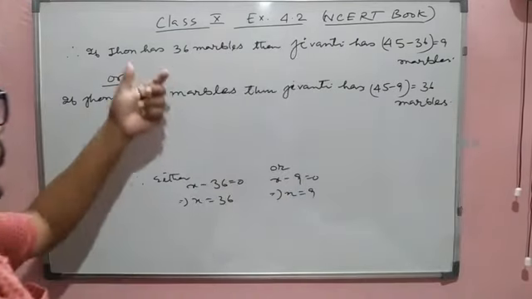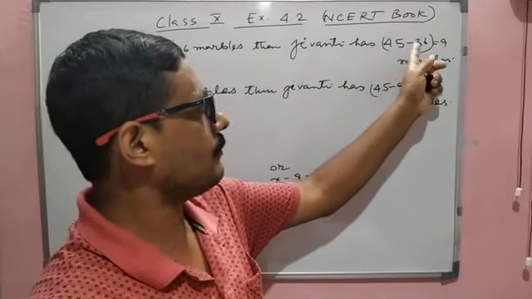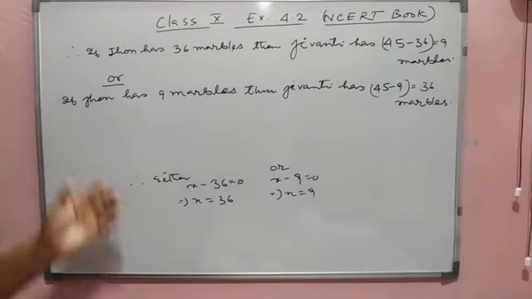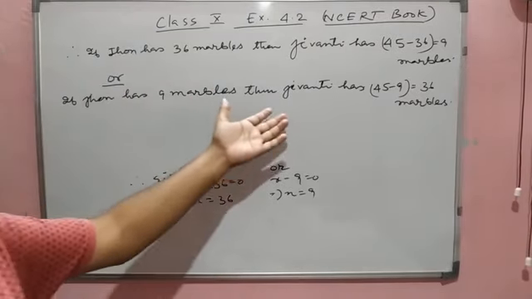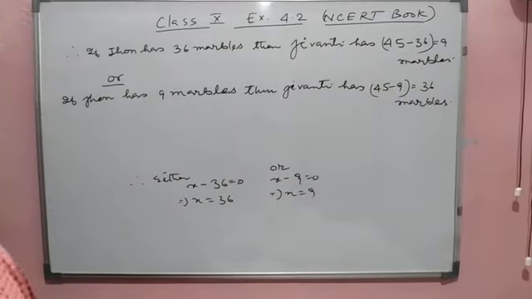So if John has 36 marbles, then Jivanti will have 45 minus 36 equal to 9 marbles. Or if John has 9 marbles, then Jivanti has 45 minus 9 equal to 36 marbles.